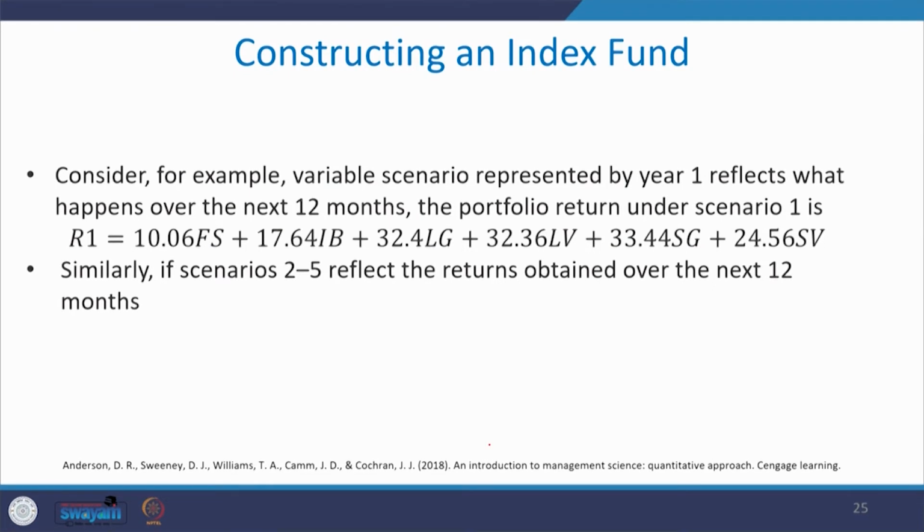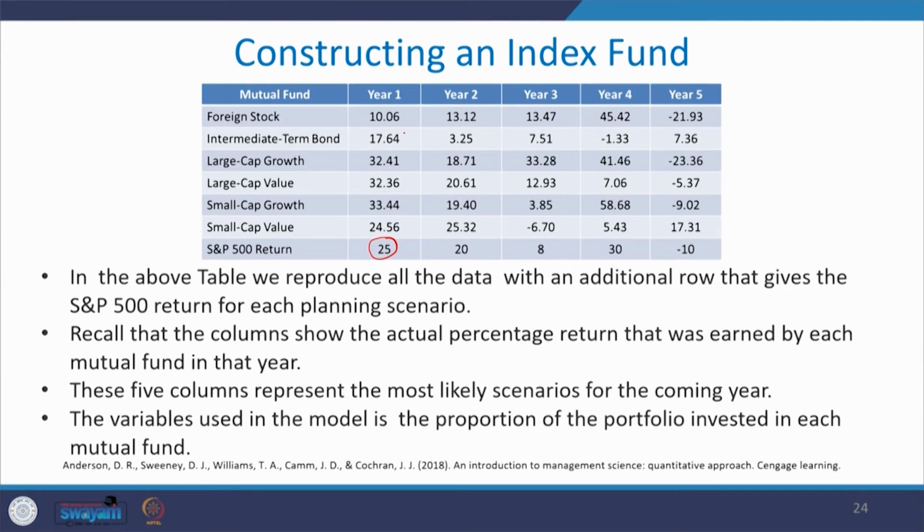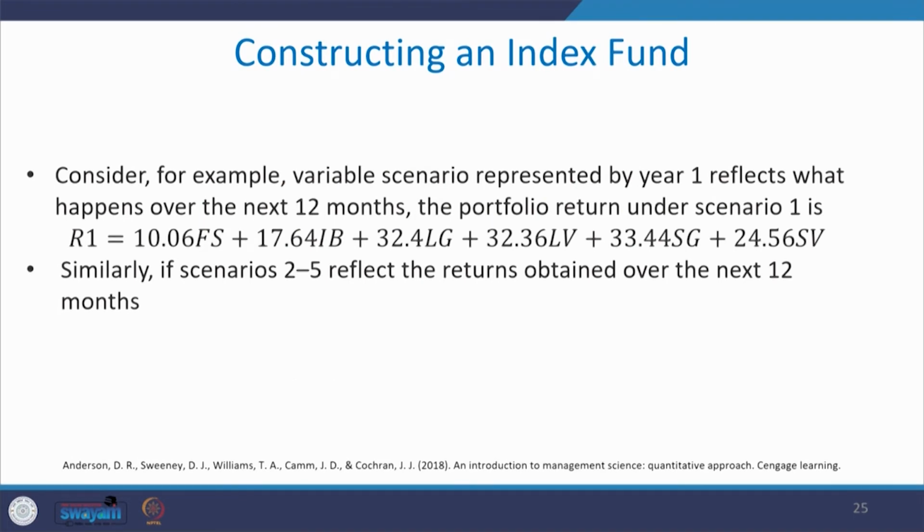For example, the variable scenario represented by year 1 reflects what happens over the next 12 months. The portfolio return under scenario 1 is R1 equal to 10.06 FS. How did we get this 10.06? When you go back, this 10.06 FS, then 7.64 IB, LG, LV, SG and SV. Similarly, this is return 1 if scenario 1 is repeated.